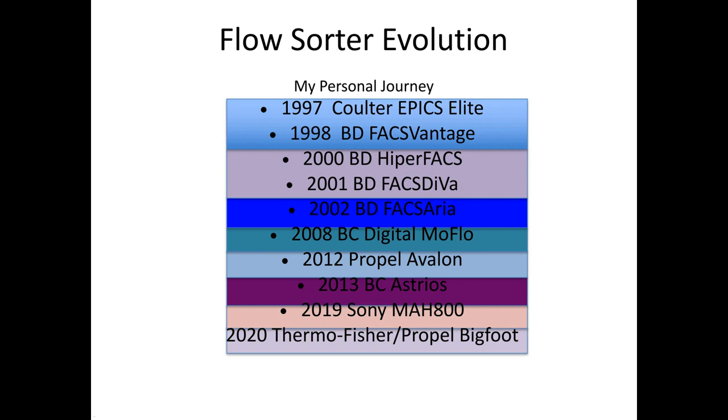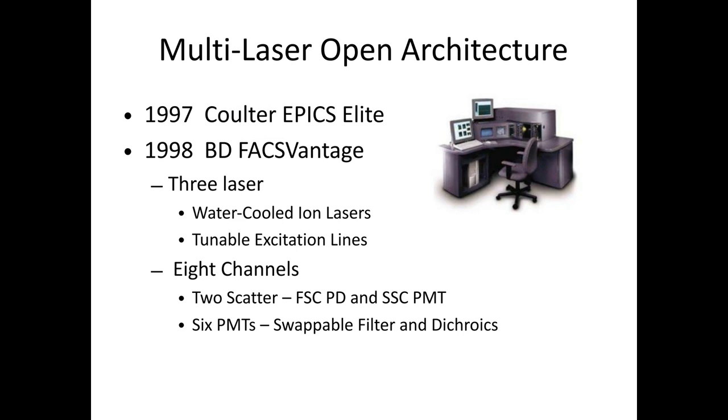When I came over to Scripps from Coulter in the late 90s, I was trained to use the Epics Elite, which is very similar to the BD FACSVantage. Their configurations were 3 laser systems, and the lasers were a lot different back then, to say the least. They were large water-cooled ion lasers that required significant infrastructure and tuning, but they were really powerful lasers with great beam qualities, and you could tune them to different colors. It gave you a lot of inherent flexibility in your systems.